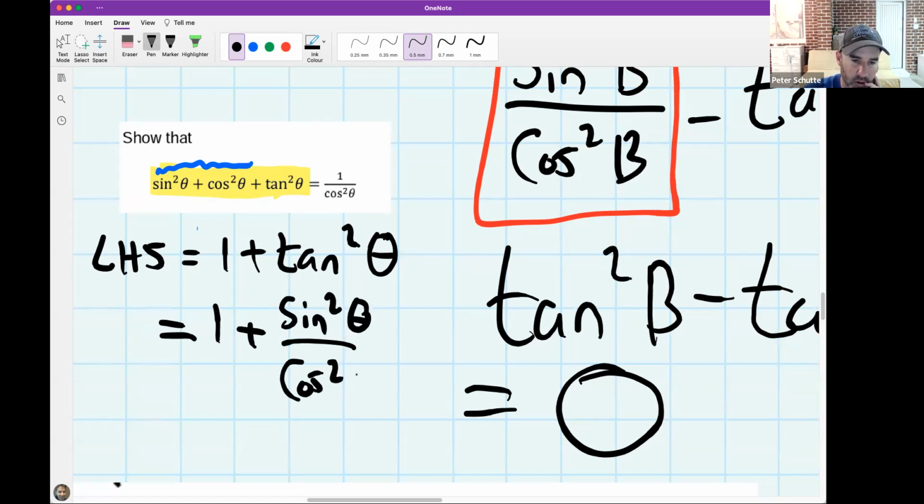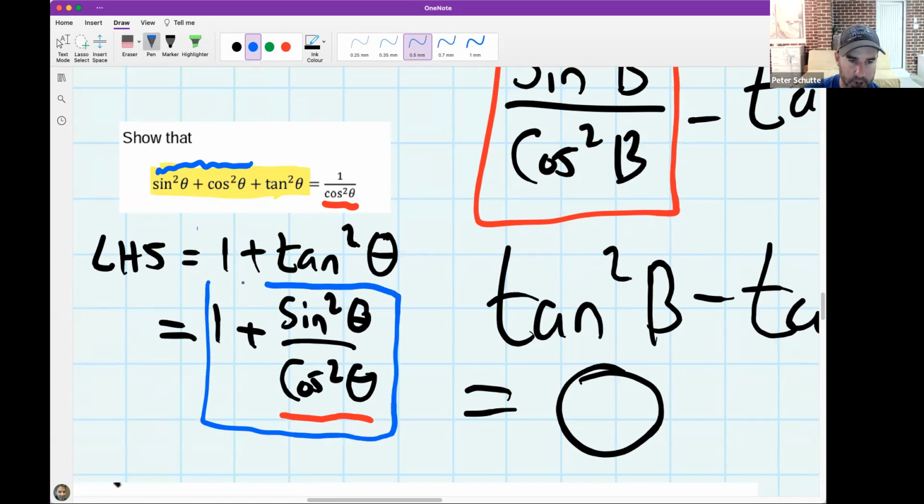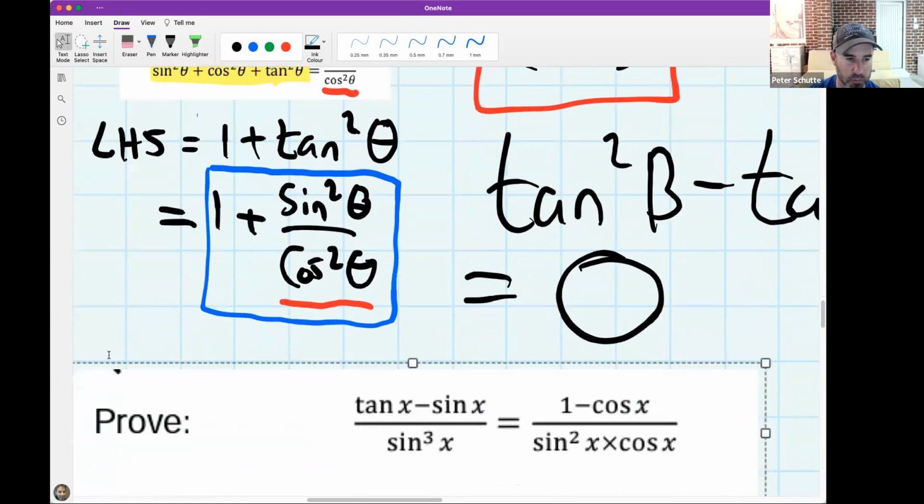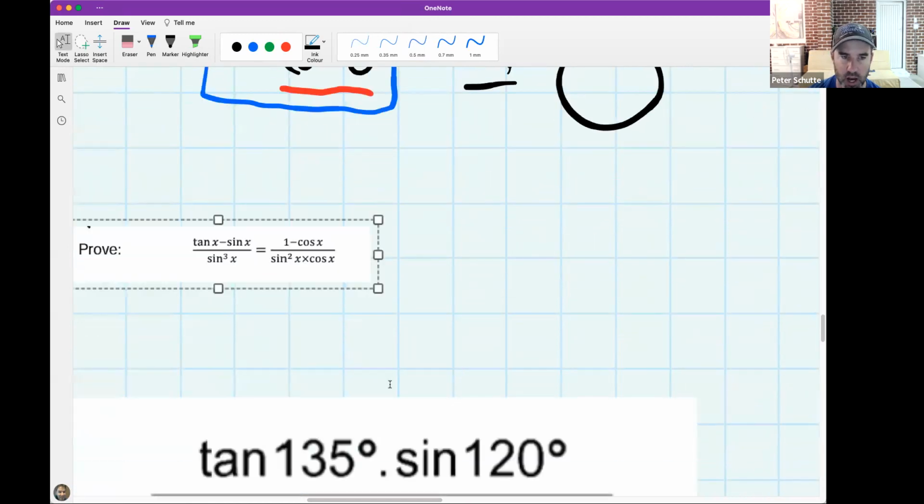into sine squared theta over cos squared theta. And the good news now is that at least we have a cos squared theta here and a cos squared theta there. But I want you to think back into your knowledge of algebra. What can we do to bring these two together? Ms. Coco or anyone in the chat, what do you think we're going to do to bring those two together?